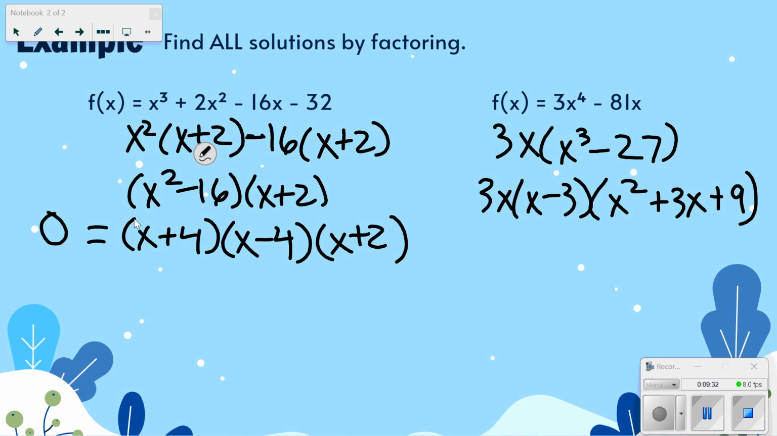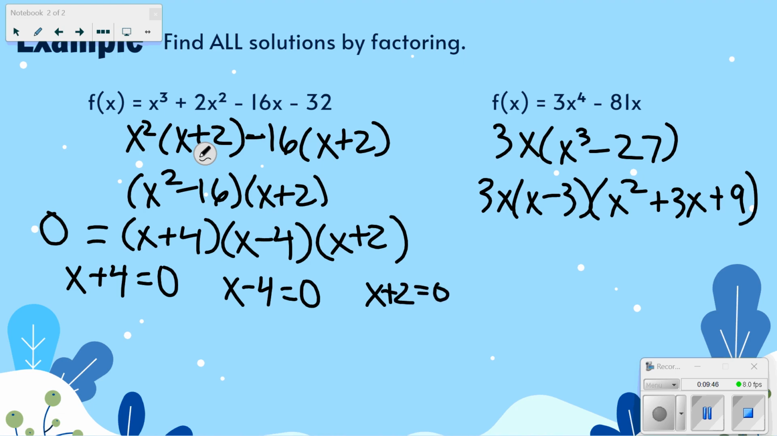We're going to set each factor. So I'm going to have x plus 4, set that equal to 0. X minus 4, set that equal to 0. And I'll have x plus 2, set that equal to 0 as well. So this is us now seeing we're going to end up having 3 solutions. Why does it make sense that I know I should have 3 solutions? Amazing. My degree from the beginning was 3, so that told me you have to have 3 solutions.